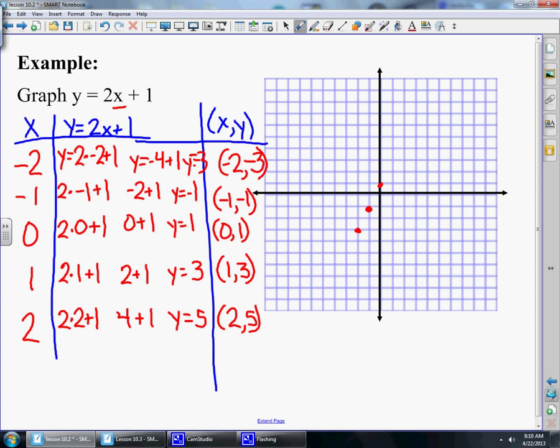And then we're going to go 1 to the right and up 3. And then 2 to the right and up 5. And if we look, all of these fall in a straight line. So we will connect those points together. And that is the graph of the equation.